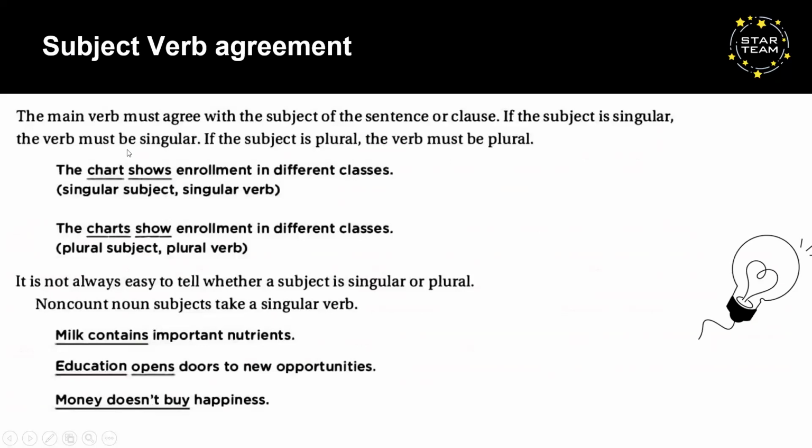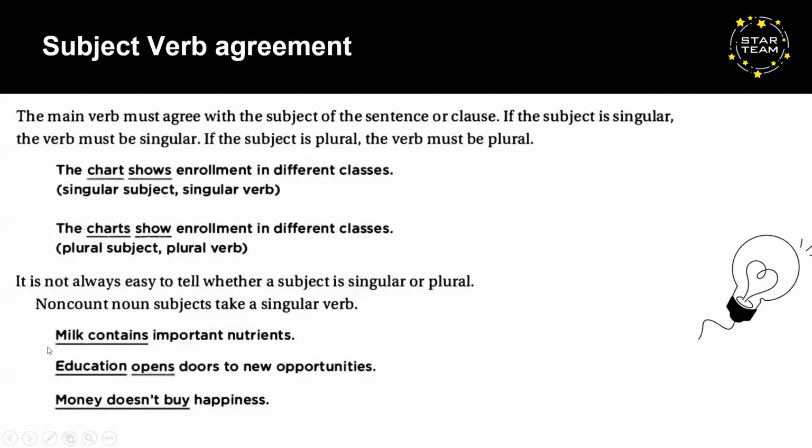The main verb must agree with the subject of the sentence or clause. If the subject is singular, the verb must be singular. If the subject is plural, the verb must be plural. For example, the chart shows enrollment in different classes. So the chart is a singular subject, and accordingly the verb should be a singular verb. Yes, the charts show enrollment in different classes. The subject is plural and the verb is also plural.